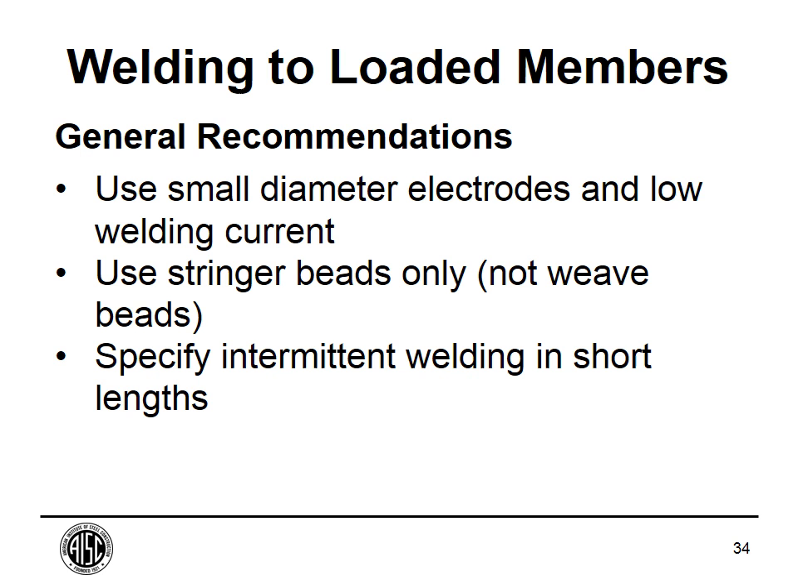Okay, first of all, we want less heat input, which means we can use small diameter electrodes and low welding current, stringer beads instead of weave beads. Now, if you're concerned about welding to a loaded member, I recommend that you get the WPS, the welding procedure specification, from the erector, and take a look at it to see exactly what they're going to do. Because you don't want them using a high heat input welding process that's going to cause too much heat input on your beam or column.